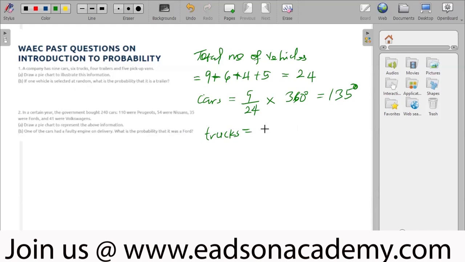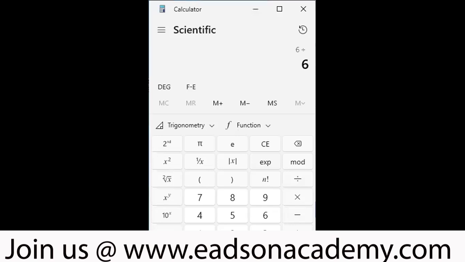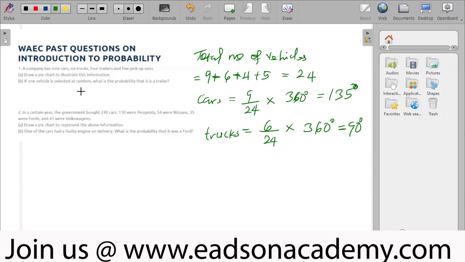So to get the angular representation, divide that 6 by the total number of vehicles. 6 divided by 24 and multiply by 360, the total angle in a circle. That is 90 degrees. And then the other one is trailer.